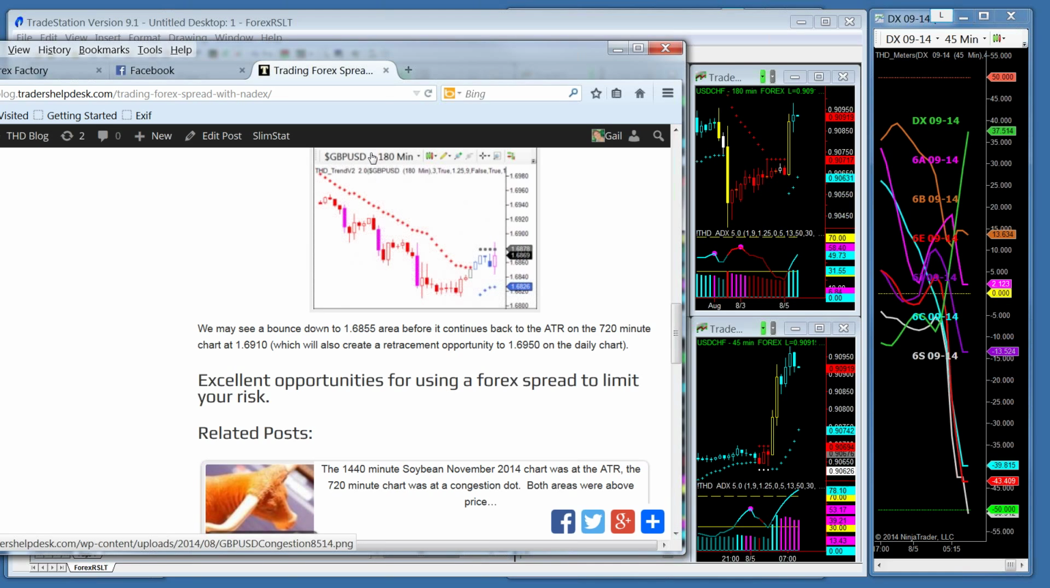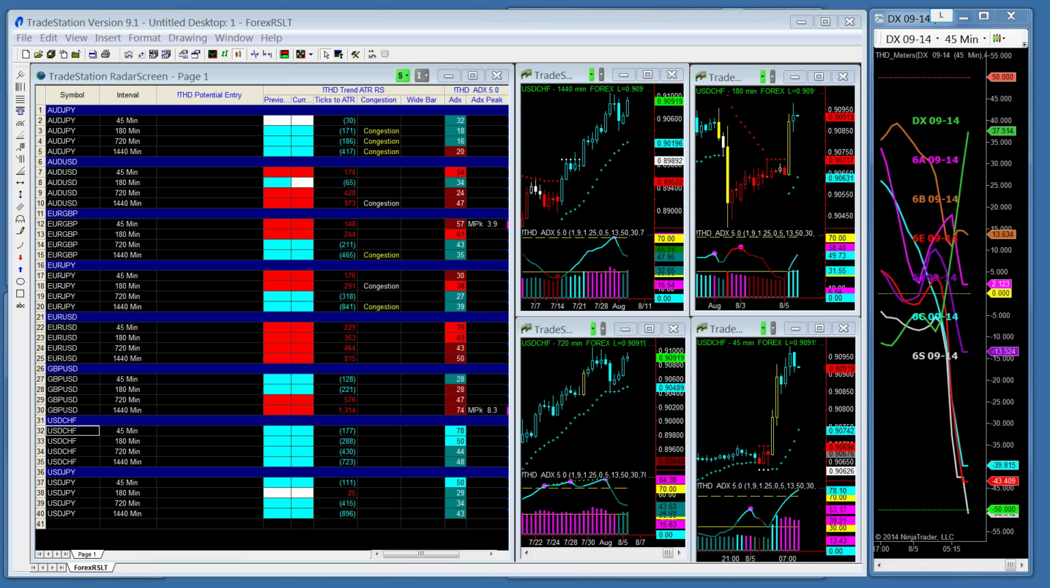The British pound 180-minute chart, you also see that it's in the congestion zone, also on a congestion zone on the 45-minute. I wanted to really highlight that because those are some really good trades that are very, very low risk, and it identifies very easily where it's going to go.